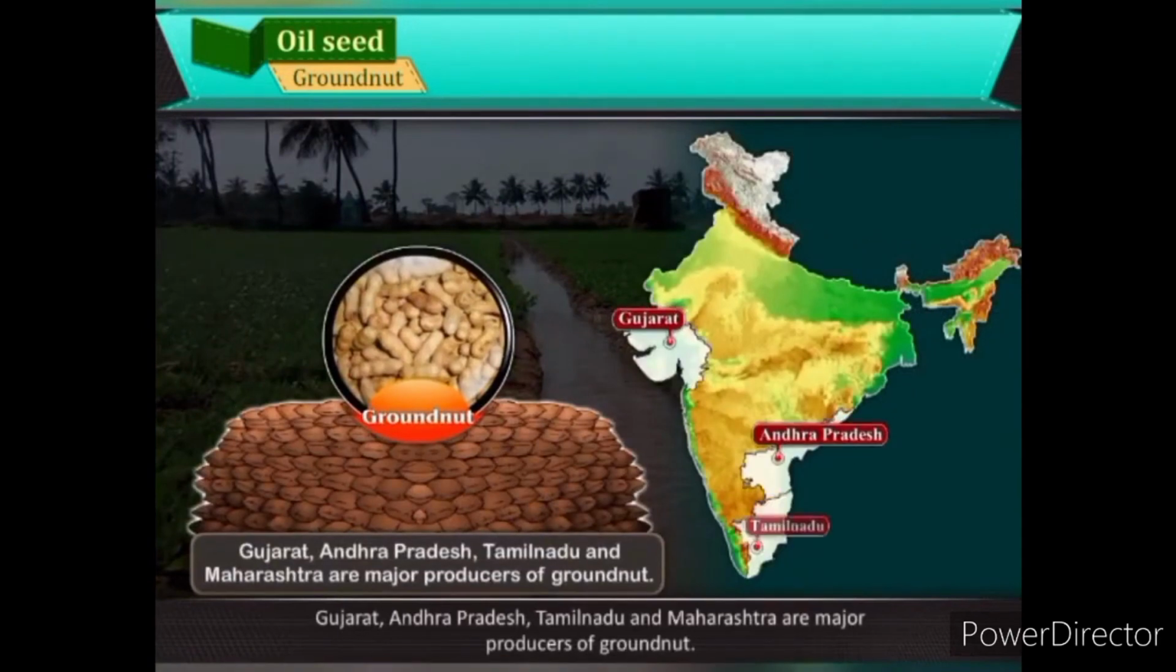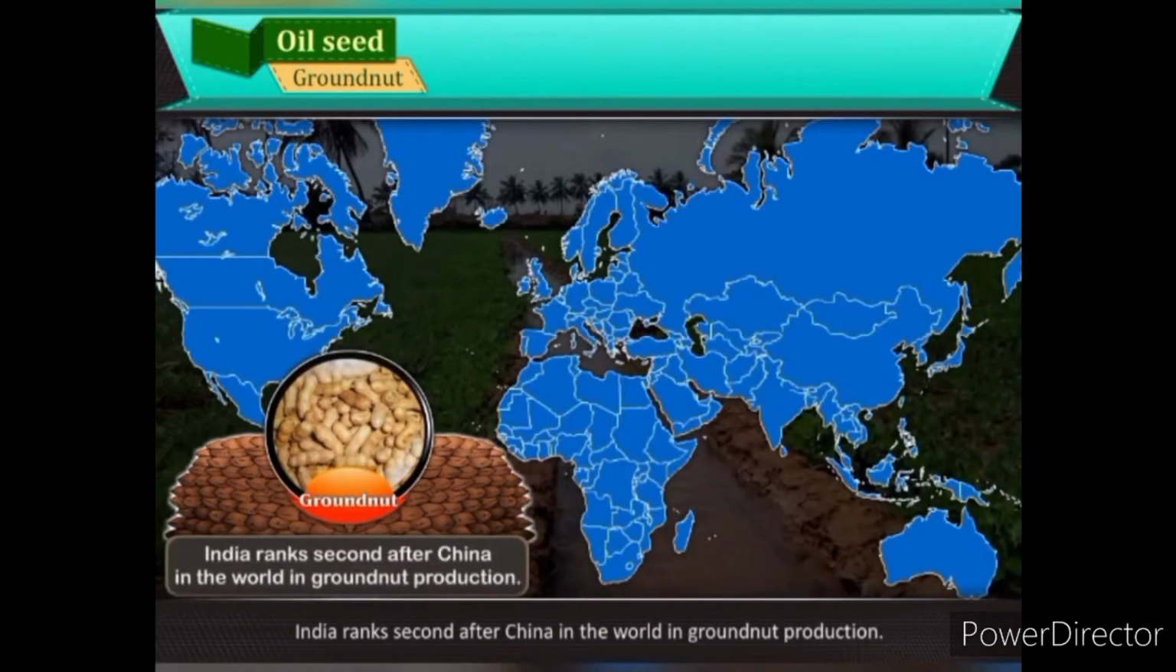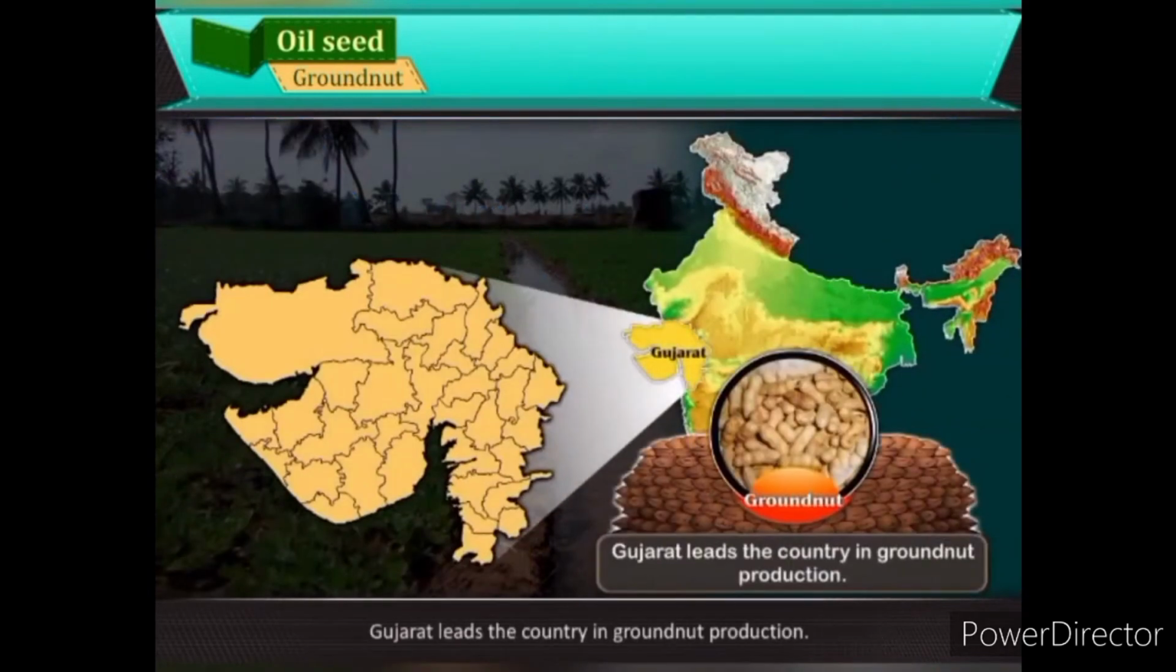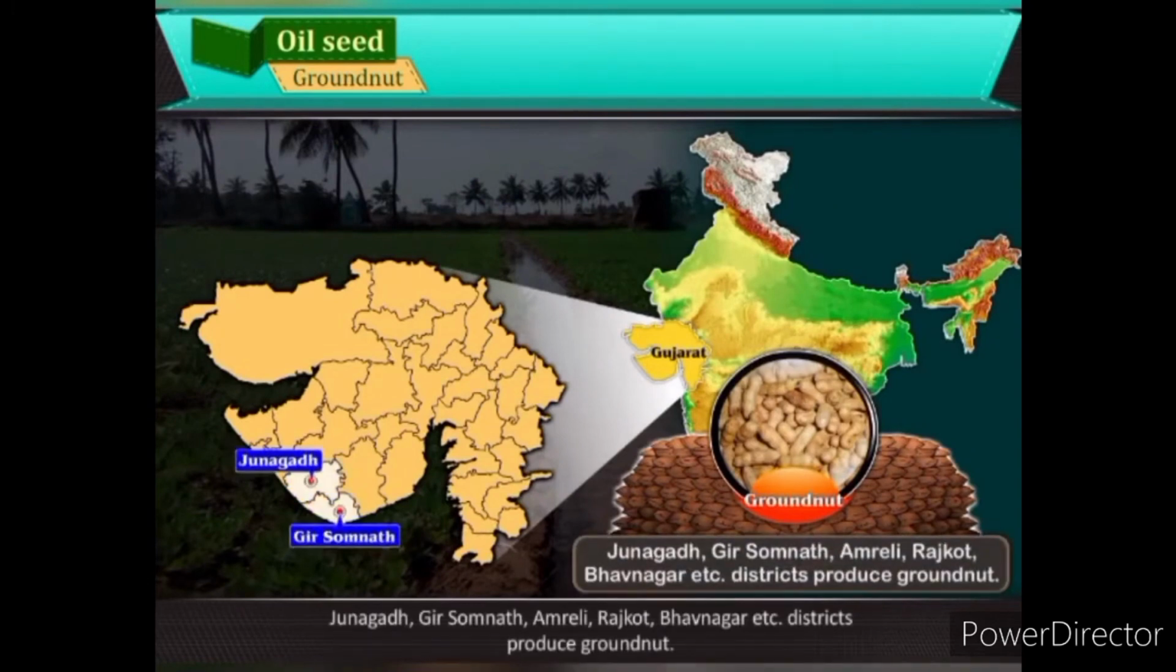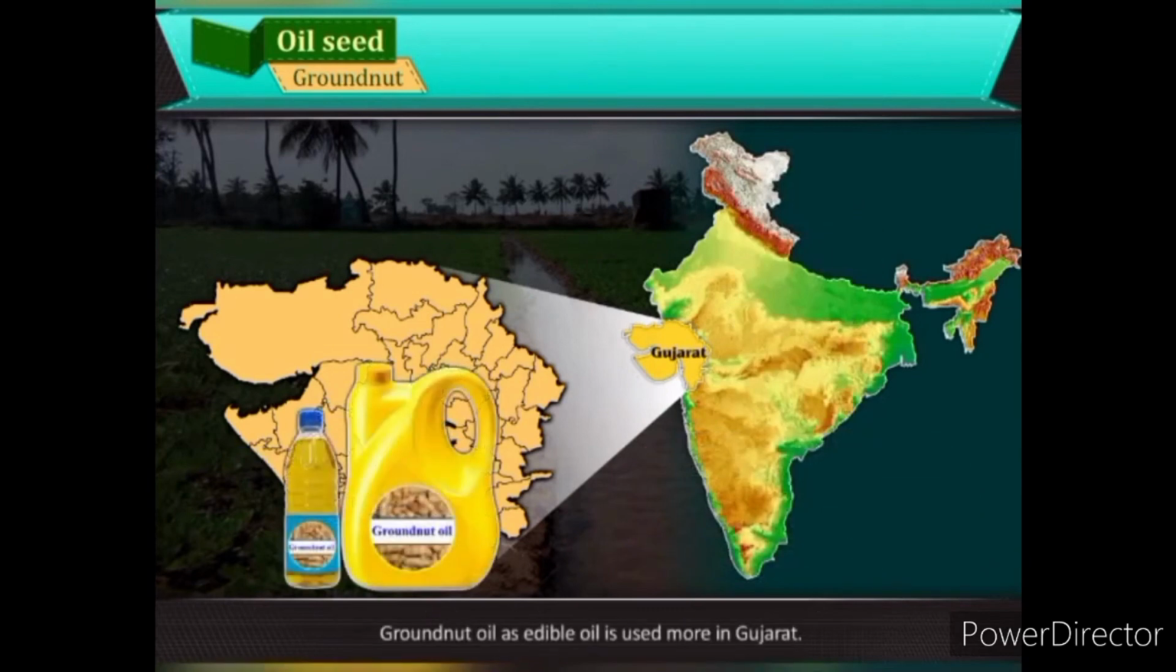Gujarat, Andhra Pradesh, Tamil Nadu and Maharashtra are major producers of groundnut. India ranks second after China in the world in groundnut production. Gujarat leads the country in groundnut production. Junagadh, Gir Somnath, Amreli, Rajkot, Bhavnagar, etc. districts produce groundnut. Groundnut oil as edible oil is used more in Gujarat.